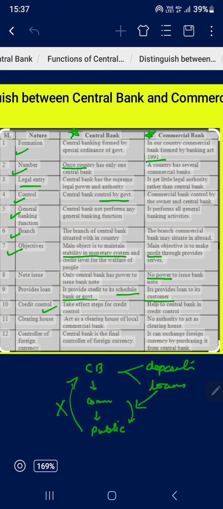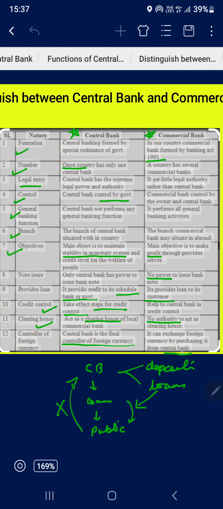Speaking about the next point, that is credit control, the central bank takes effective steps for credit control, and on the contrary, commercial banks help the central bank in credit control. The guidelines which the central bank is giving from time to time through the quantitative and qualitative measures help to control the volume of credit in the economy. The next difference is on the basis of clearinghouse. The central bank acts as a clearinghouse for all the local commercial banks, but the same power is not given to the commercial banks. Commercial banks cannot do the function of clearinghouse. The last one is that central bank is the final controller of foreign currency, but in case of commercial banks, it can exchange foreign currency by purchasing it from central bank.